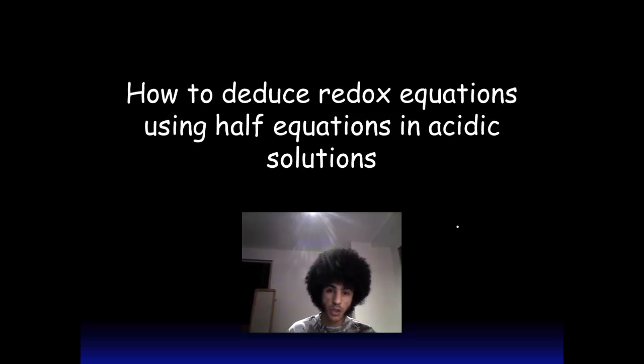I'll do the video assuming that you're okay with deducing redox equations using half equations in normal solutions. So I'll run through how to deduce these half equations first of all, and then we'll work on how to actually balance or put the two together into one redox equation.